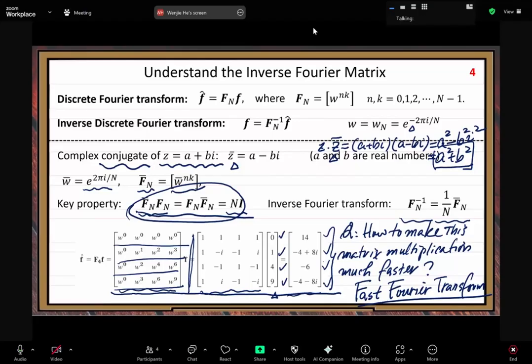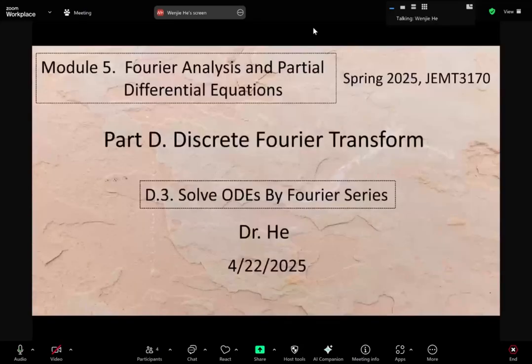Because in your real world application, you need to use software. You need to apply the fast Fourier transform many, many times, but you use software, and the improvement is big. So next time I will talk about how much improvement we can get by the fast Fourier transform. So what's the idea? The method.